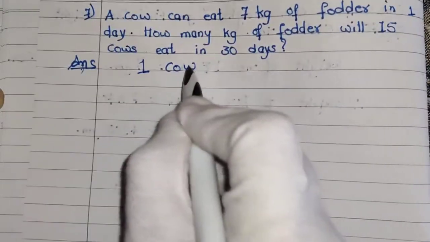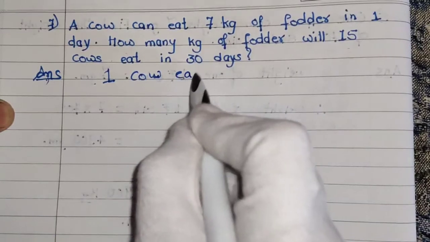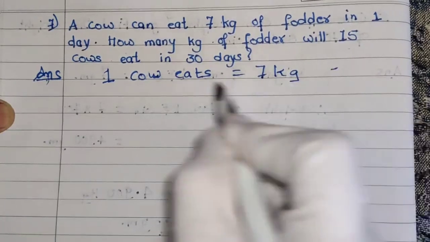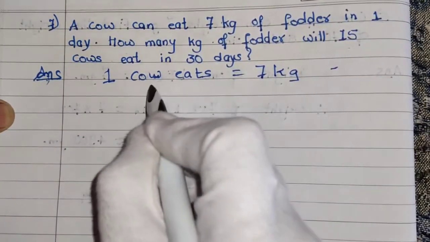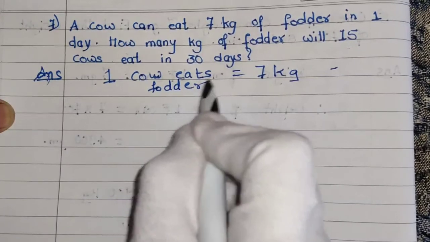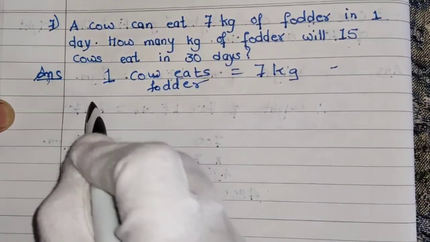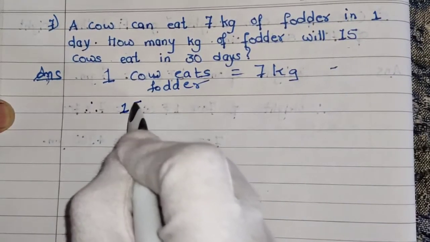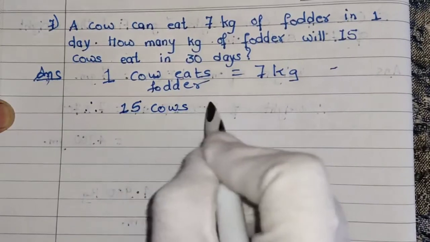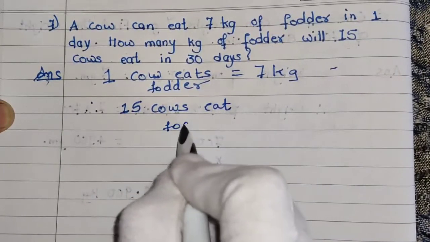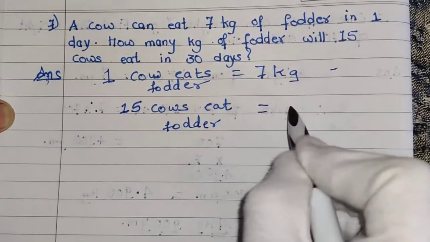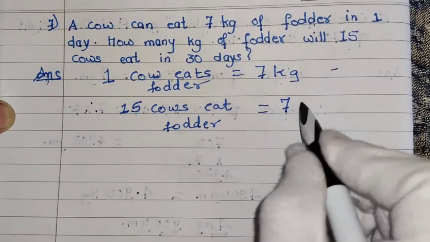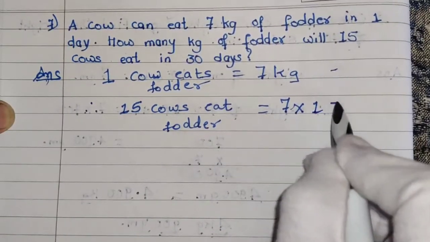One cow eats 7 kg fodder. One cow eat fodder, that is 7 kg. Therefore, how many cows are we being given here in the question? 15. So, we are going to write 15 cows eat fodder. So, how much? One cow can eat 7. So, 15 cows will eat how many kg of fodder? That is 7 multiplied by 15.